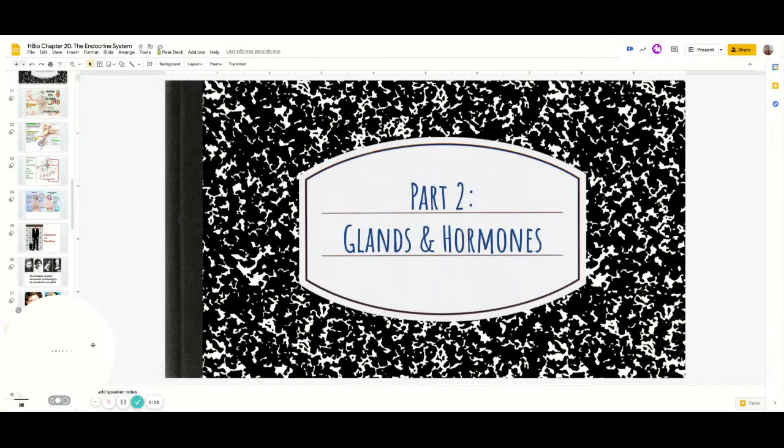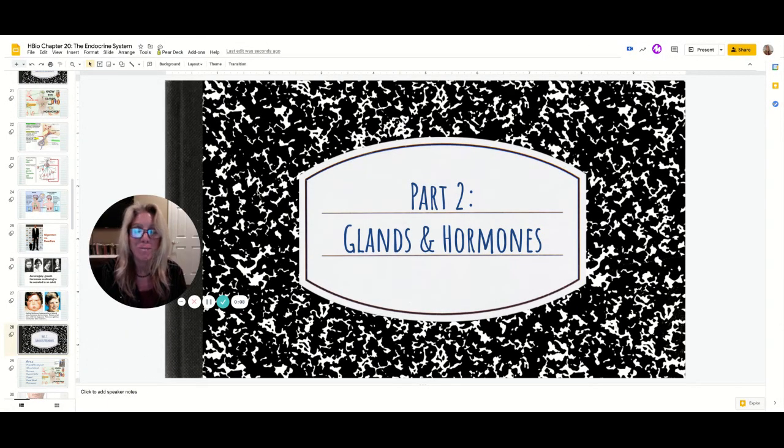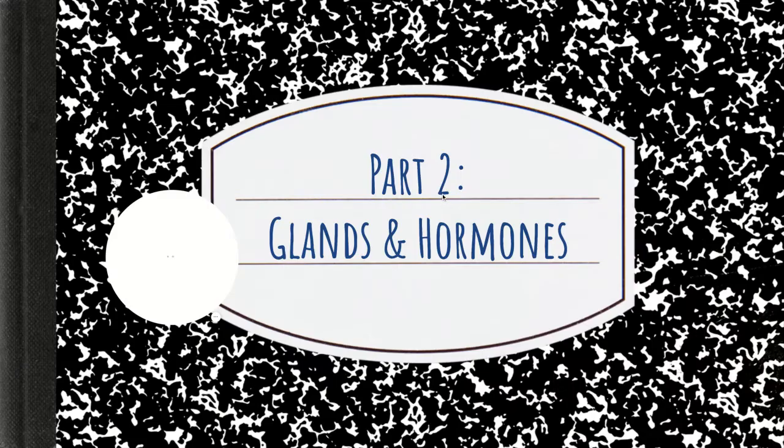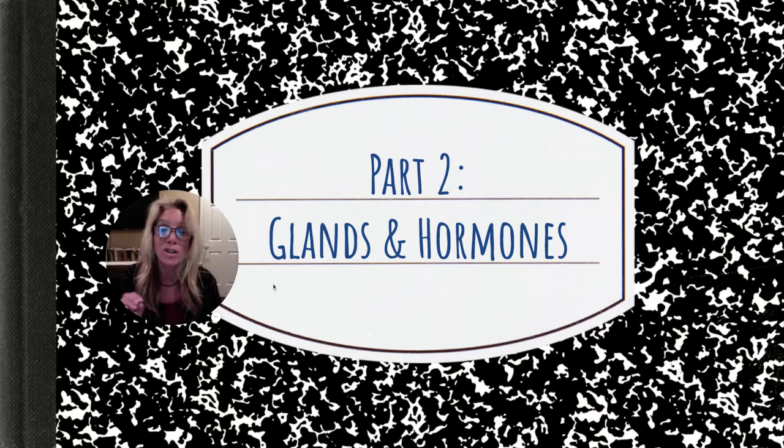This is part 2 in our chapter on glands and hormones. In part 1, we already discussed the function of hormones. We talked about homeostasis and feedback mechanisms. We also talked about peptide hormones versus protein hormones, and we focused on the connection between the hypothalamus and the pituitary gland. So if you need to watch part 1, please go watch part 1 because we're going to continue on in our series.